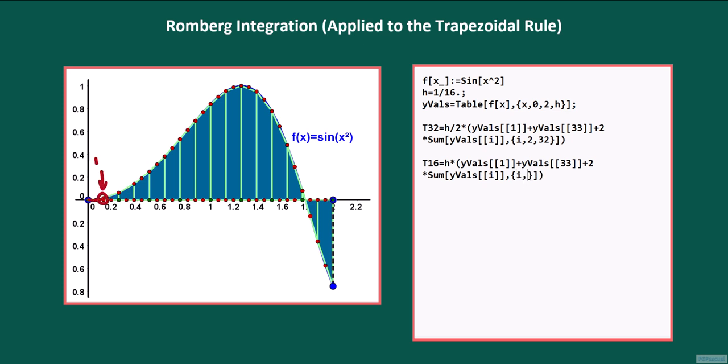Now for T16, I should start at 3 since each subinterval is now twice as wide. And I should end at I equals 31. We should also remember that this time the index I jumps 2 steps at a time.